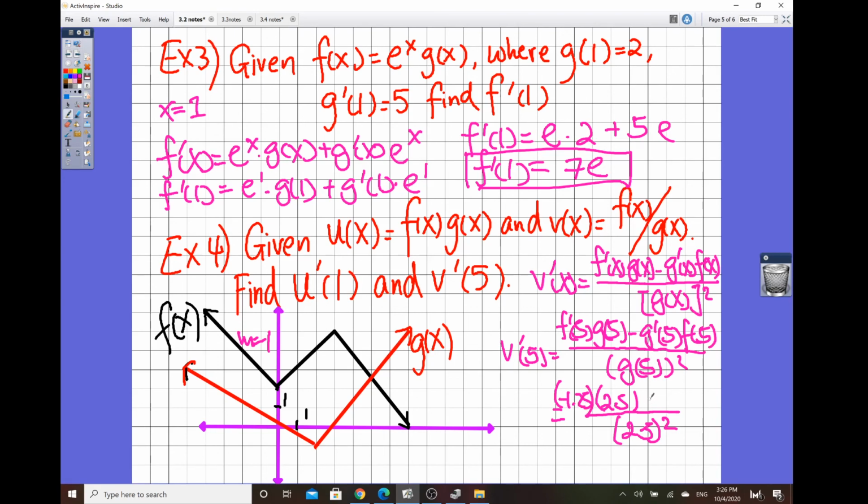And then g prime of 5, what's g prime of 5? At this position here, the value is about 2.5, but the thing is that it's the rate of change. Rise over run, 1, 2, 3, 4, 5, 1, 2, 3, 4, 5, 6. So 6 over 5, so 1 and 1/5, which is 1.2. And then times f of 5. So f of 5 is the same position as g of 5, the point of intersection, which is 2.5.